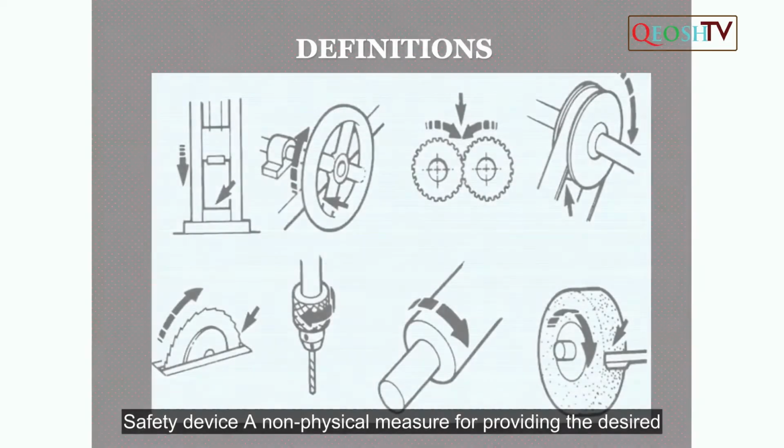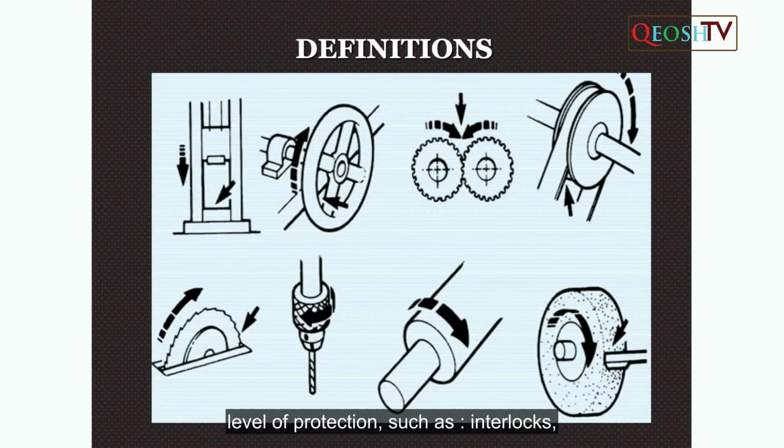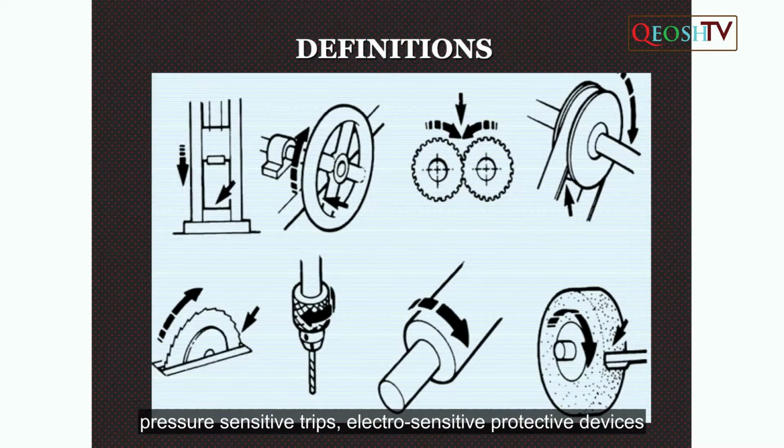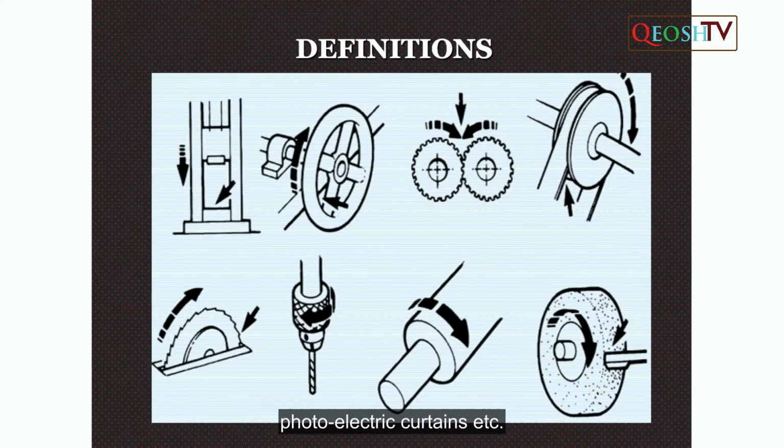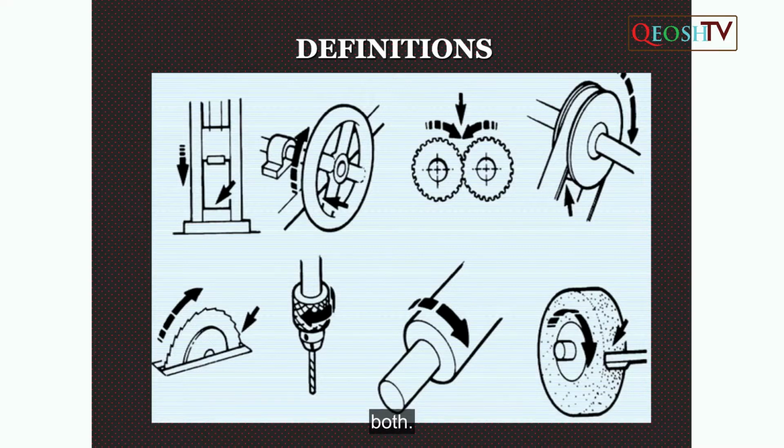Safety device. A non-physical measure for providing the desired level of protection, such as interlocks, pressure-sensitive trips, electrosensitive protective devices, photoelectric curtains, etc. Safeguard. A general term that refers to the means provided to protect against access to dangerous parts of a machine. It can be either a guard or a safety device or a combination of both.